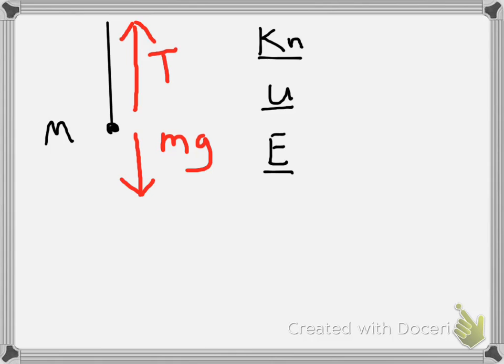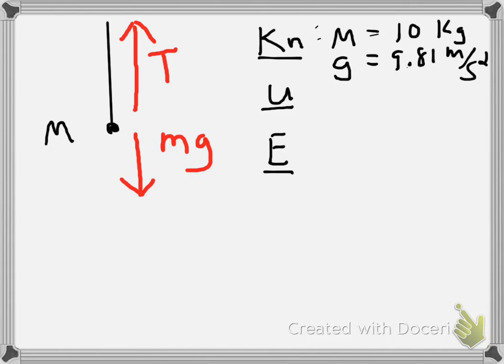So what I know in this case is, let's say m equals 10 kilograms. And I know g. I always know g. G, we've said, is 9.81 meters per second squared. We always know g. So anytime g is in there, it goes in the known column. And so my unknown is T. I don't know what T is. I'm looking for it.